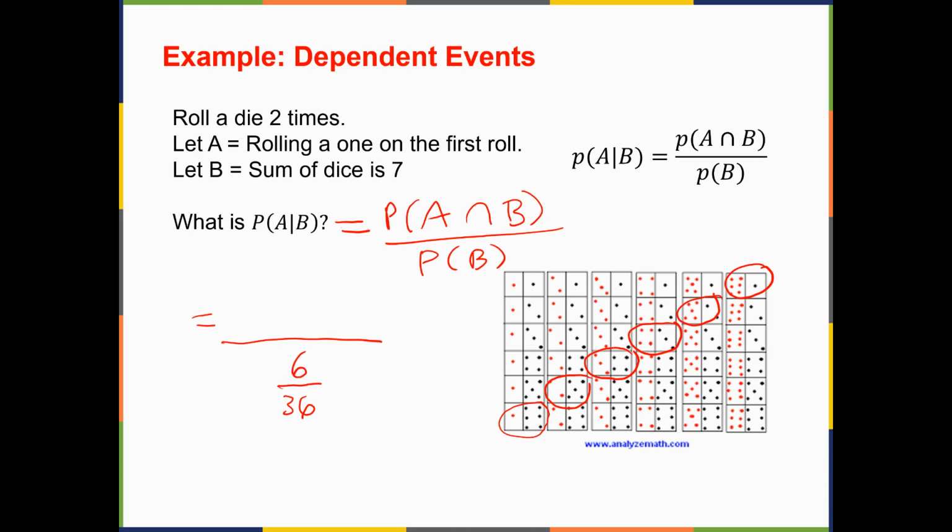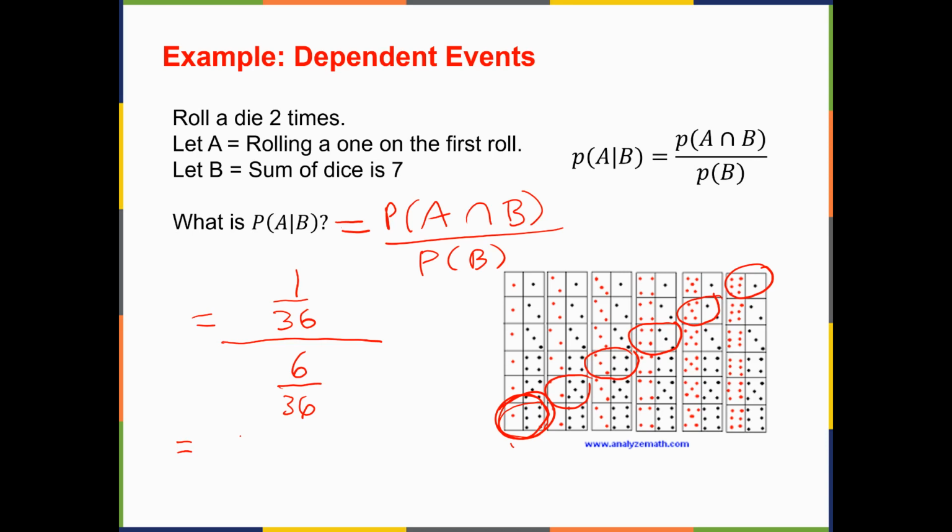What's the numerator? Well, we want the probability that there was a 1 on the first roll and the sum of the dice was 7. So of our 6 choices that were 7, there's only one that has a 1 on the first roll. So out of all 36 choices, there's only one of them that has a 1 on the first roll and a sum of 7. So the probability of getting a 1 on the first roll, given that the sum of the dice is 7, is equal to 1 over 36 over 6 over 36.